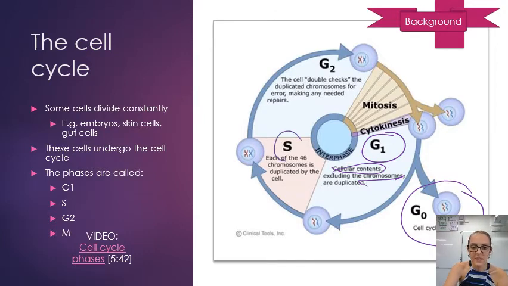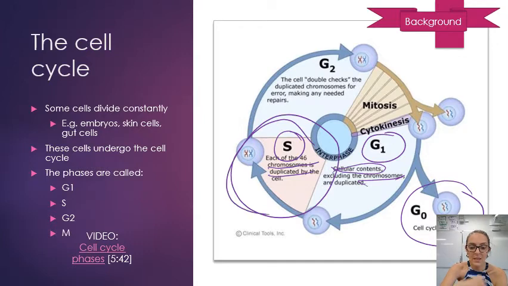The S phase here is short for synthesis, and this is where the chromosomes are duplicated. That is what we went through in the last PowerPoint in our DNA replication phase. DNA replication happens in S phase. After S phase, we've got the G2 phase, which is also called gap 2, which is a double checking sort of phase.